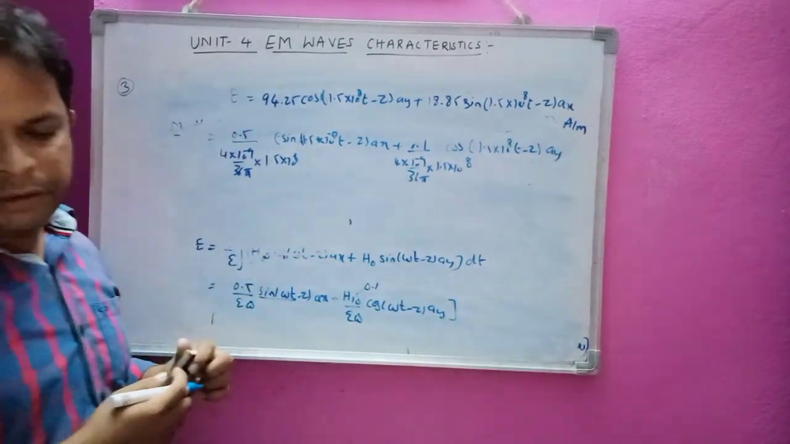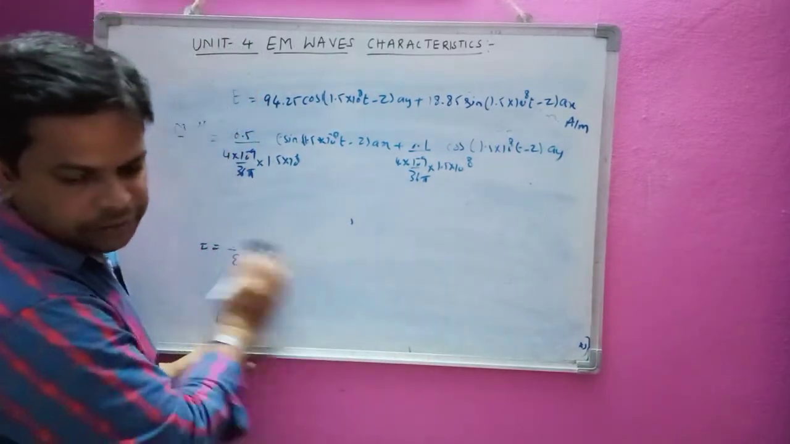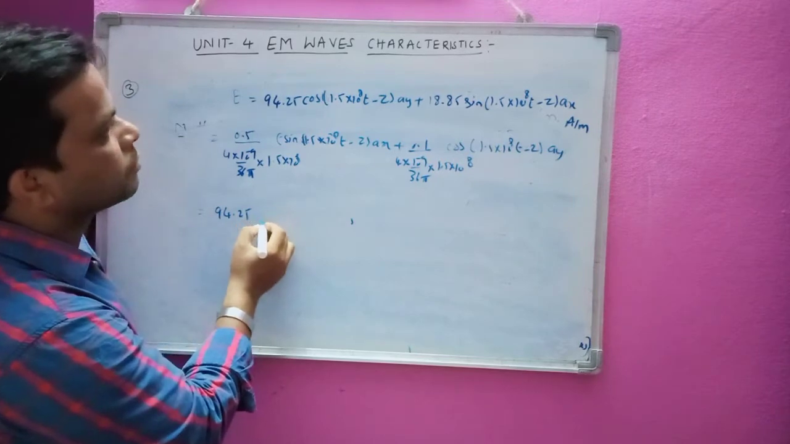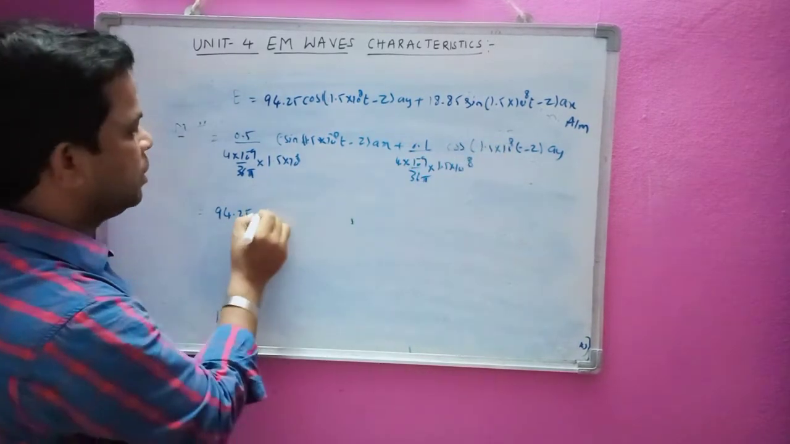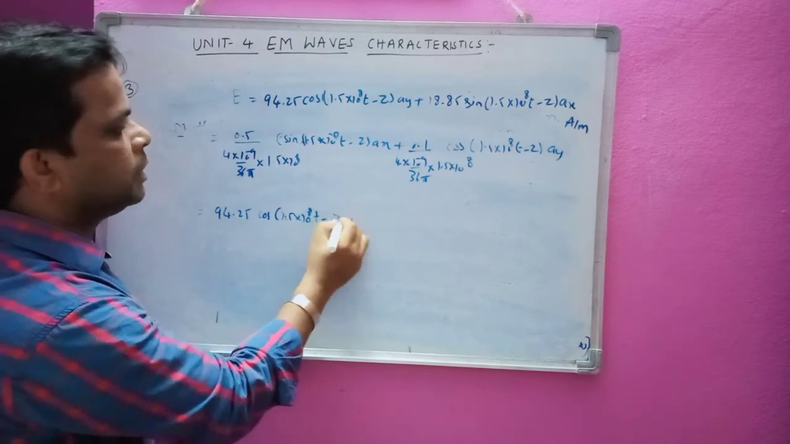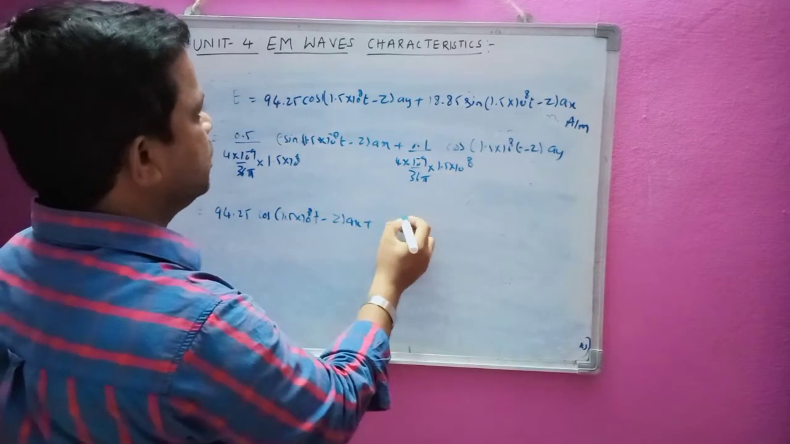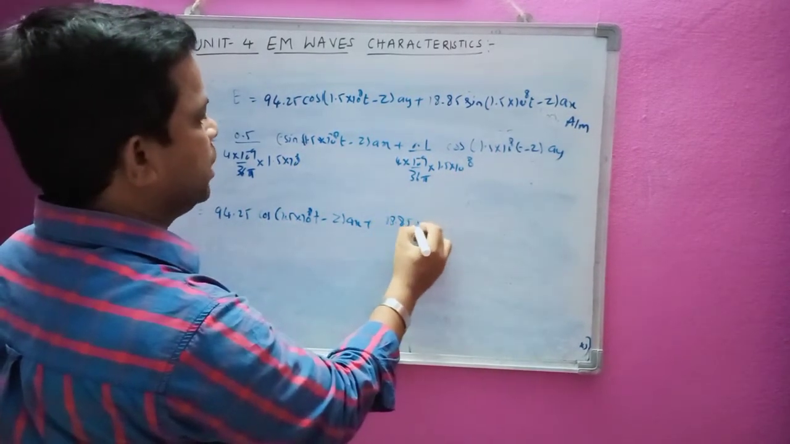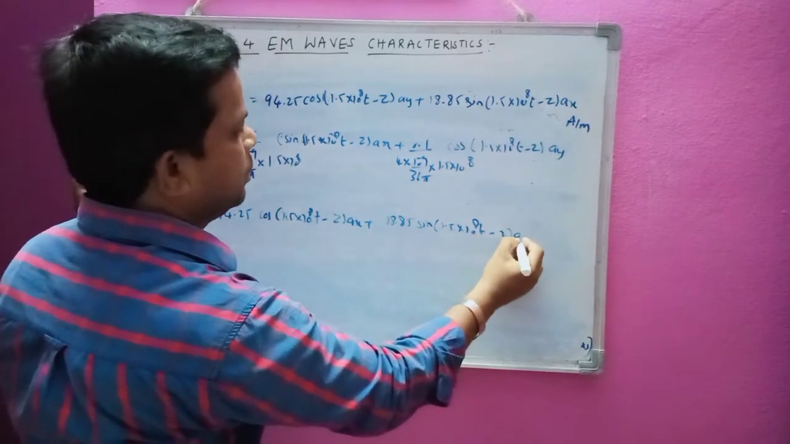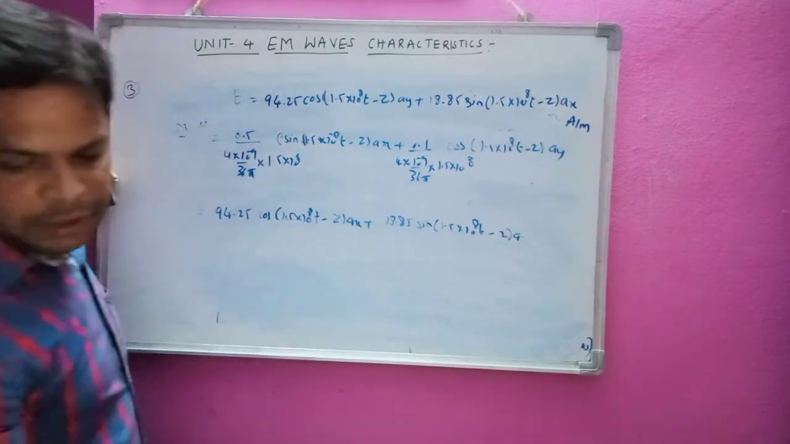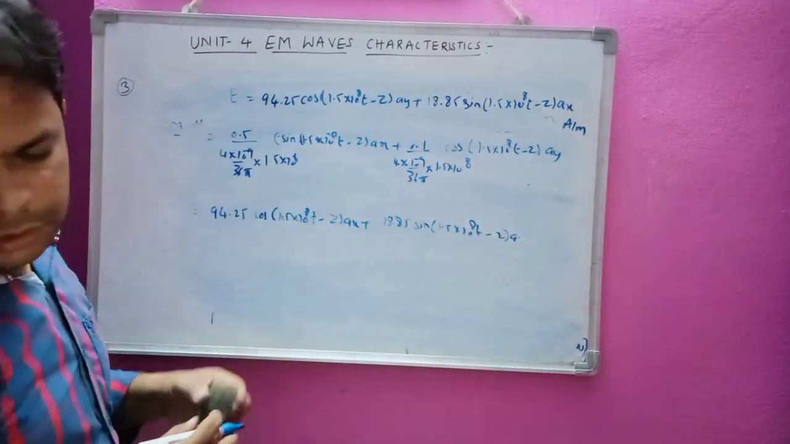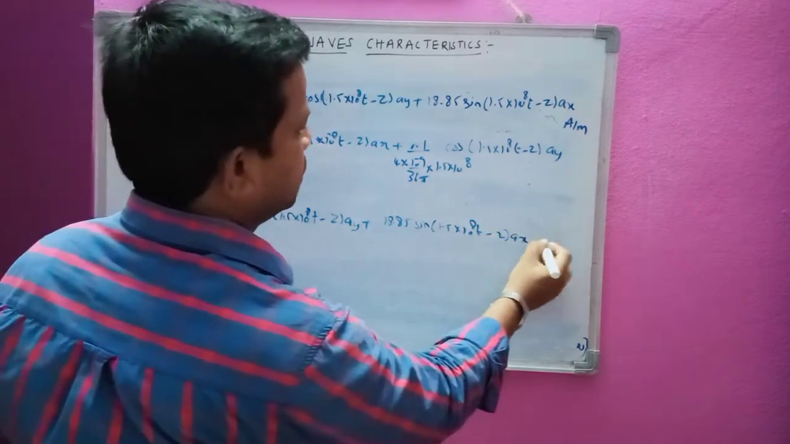So after calculating this final value, we can write the final answer here, that is 94.25 cos of (1.5 into 10 power of 8 t minus z) ax, plus similarly 18.85 sine of (1.5 into 10 power of 8 t minus z) ay, that is volts per meter.